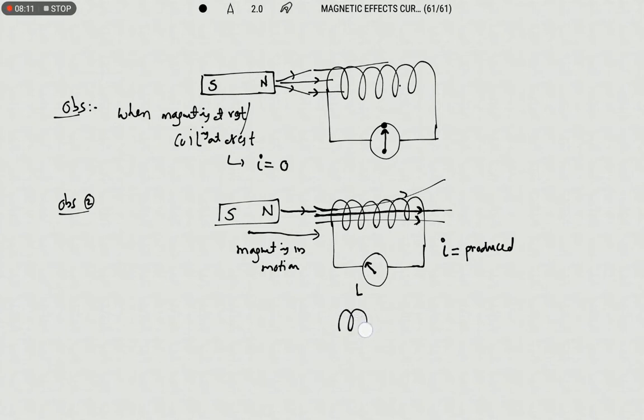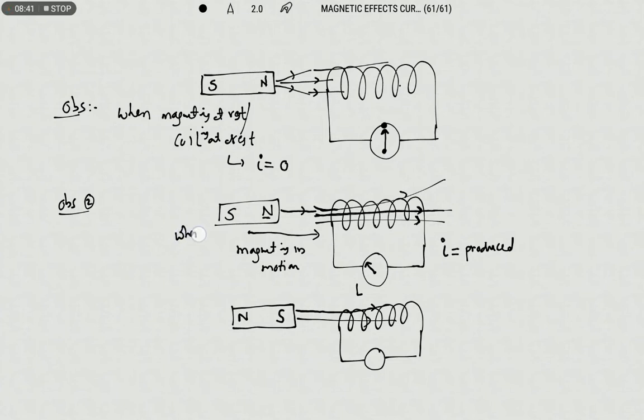Now, he reverses the poles of the magnet. Initially he moves the magnet by facing the north pole. Now instead of facing the north pole of the magnet, he changed the poles of the magnet. Now the south pole of the magnet is facing towards the coil, and the magnet is in motion. This is when the north pole is facing the coil, so the deflection is on the left side.